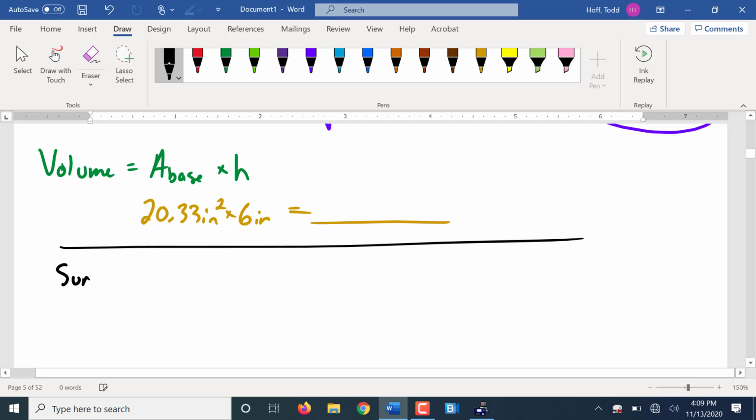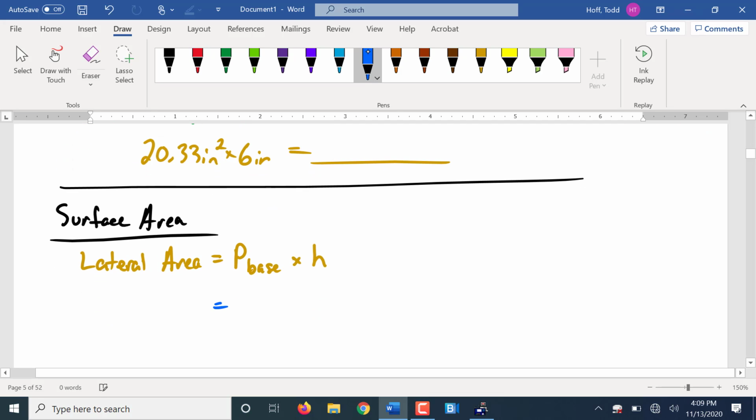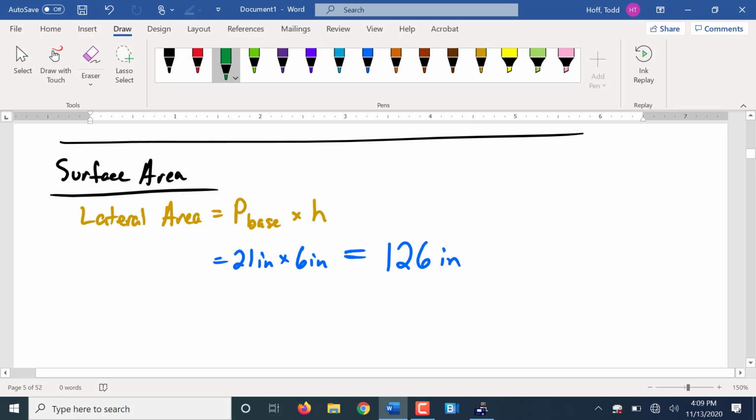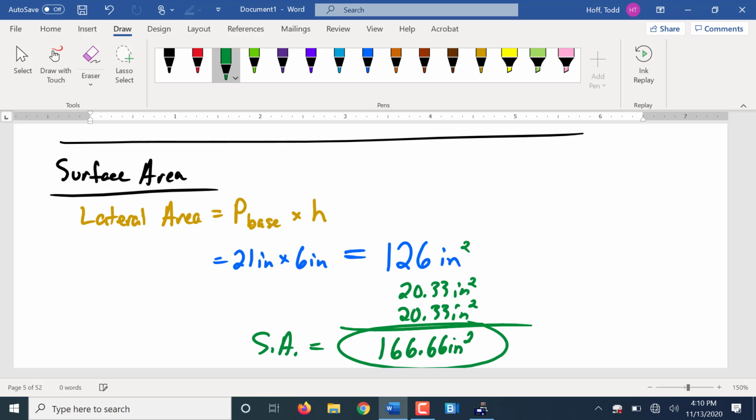For surface area, remember we have 2 pieces. We have the area of the base, which we already have. We'll bring that back in later. We need to find lateral area. Lateral area, since this is a standard shape, is the perimeter of the base times the height. What's the perimeter of the base here? 21. And the height? 6. So that gives us a lateral area of 126. What do we have to add to that yet? 20.33 twice. There you go. 166.66.